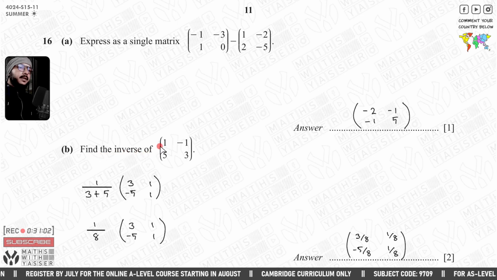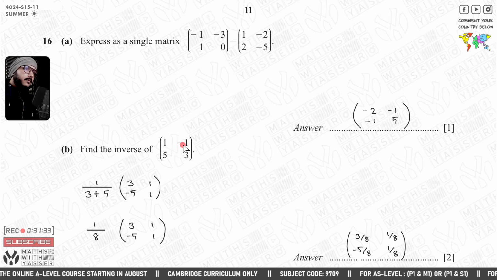In part B, we need to find the inverse for this matrix. So it will be 1 over the determinant. The determinant will be 1 times 3, which is 3, minus 5 times -1. That is the formula, AD minus BC. So 1 times 3 is 3, and minus 5 times -1 is -5, so that makes it positive. So 3 plus 5, and then we switch these two values and we change the signs for these two values. So it will be 3, 1, -5, 1. Or we can say 1 over 8 times the matrix 3, -5, 1, 1. Then we multiply 1 over 8 with each of the values inside the bracket, and we get 3 over 8, -5 over 8, 1 over 8, and 1 over 8.